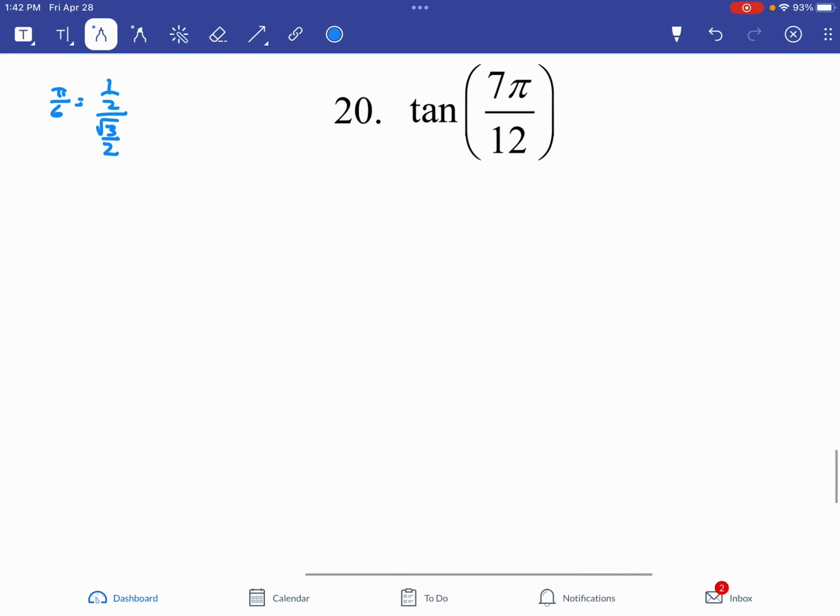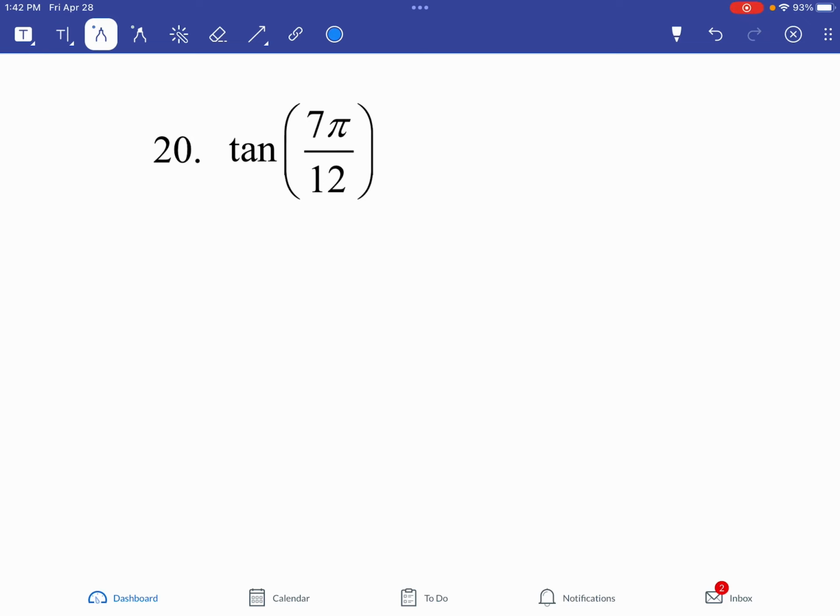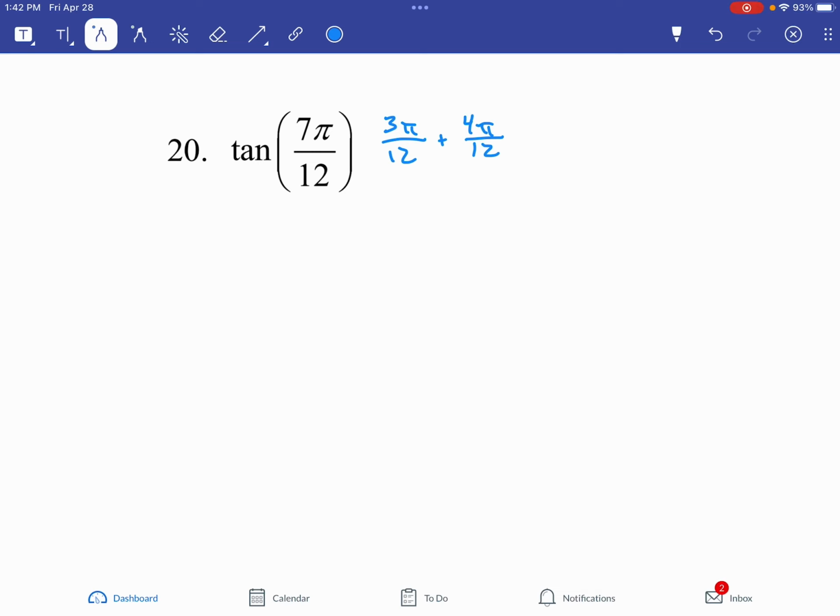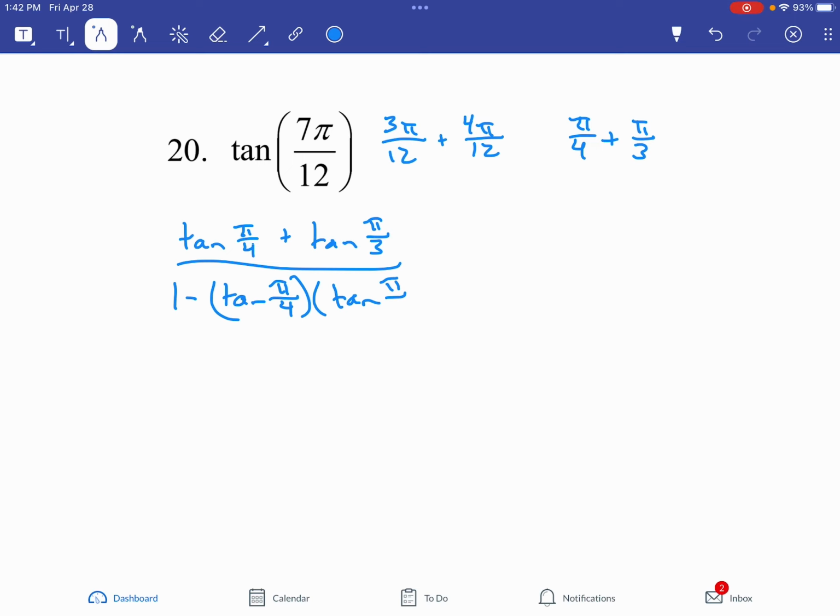Last question. 7 pi over 12. I'm going to take 3 pi over 12 plus 4 pi over 12. So I reduce this to be pi over 4 and pi over 3. We're adding. So for tangent adding again, we're going to use the top signs. So we do the tangent pi over 4 plus the tangent pi over 3. On the bottom we have 1 minus the tangent pi over 4 times the tangent pi over 3.